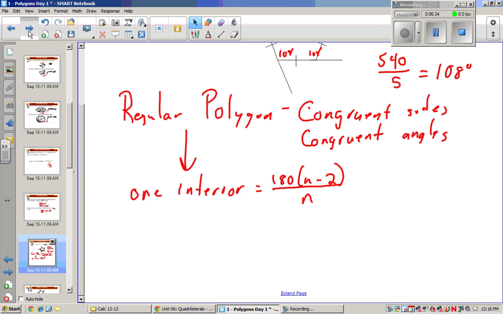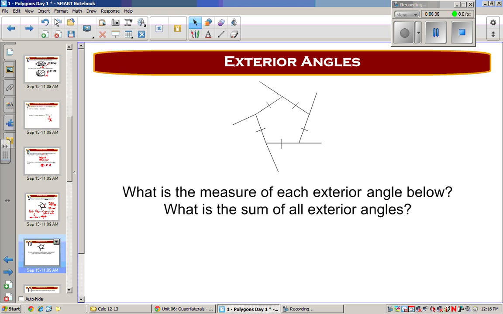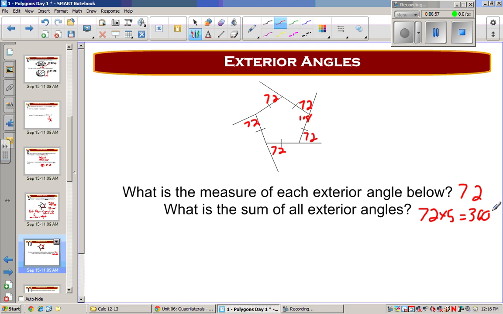Alrighty, let's keep rolling. Let's talk about the exterior angles. We know that the interior angles are all 108. So if the interior angles are all 108, the exteriors are all 72. And so if all the exteriors are 72, the sum of them is 72 times 5, which equals 360 degrees. So the sum of the exterior angles in a pentagon is 360.